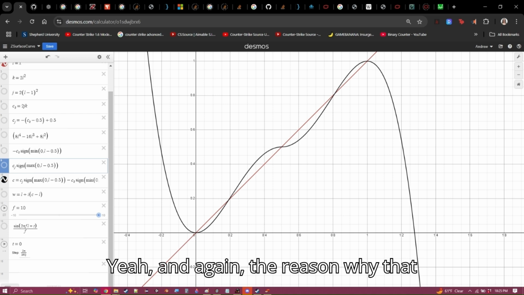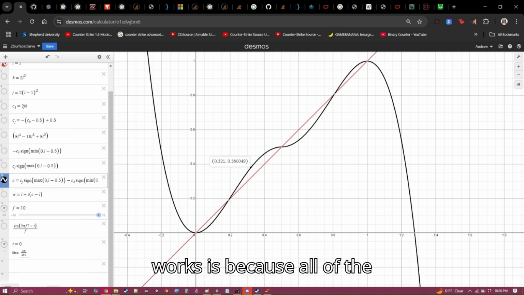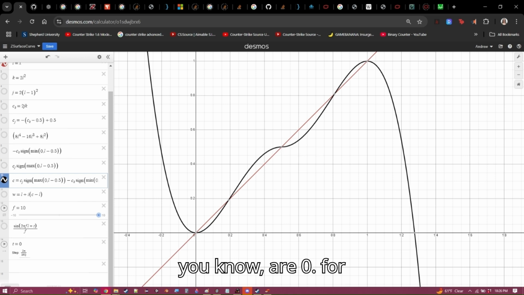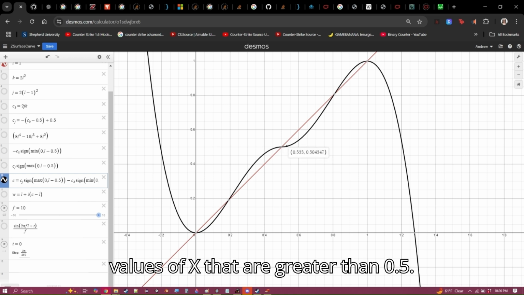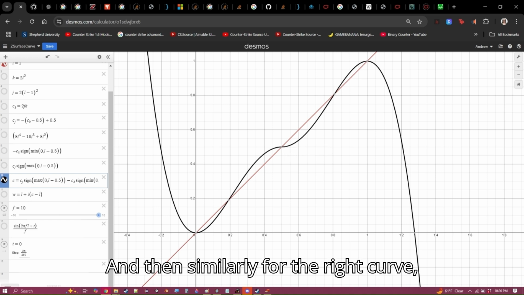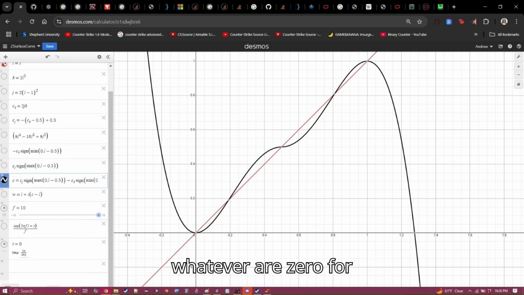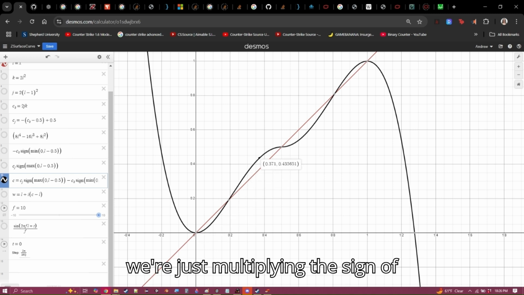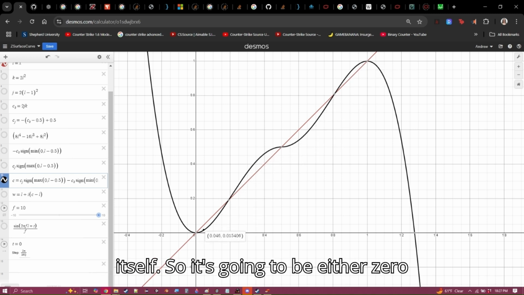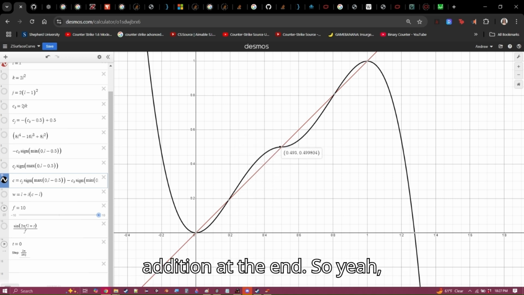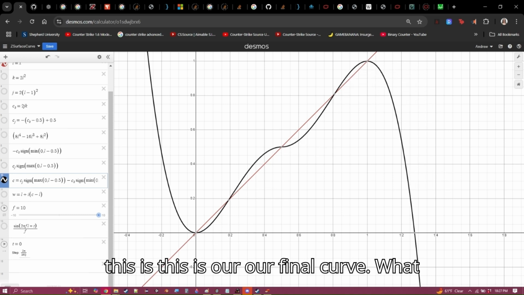Again, the reason why that works is because all of the y components on the left curve are zero for values of x that are greater than 0.5. And then similarly for the right curve, all of the y components are zero for values of x that are less than 0.5. Then we're just multiplying the sign of whatever those values were by the curve itself, so it's going to be either 0 or 1 times the curve, and then basically composing the two functions using addition at the end. So yeah, this is our final curve.